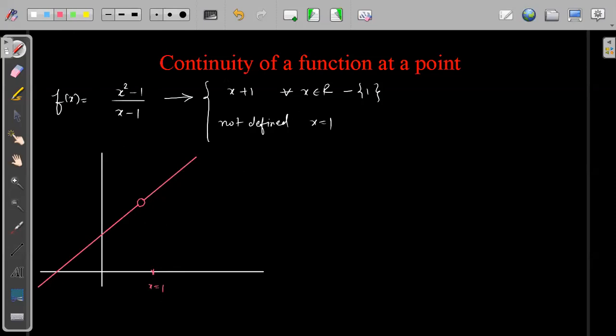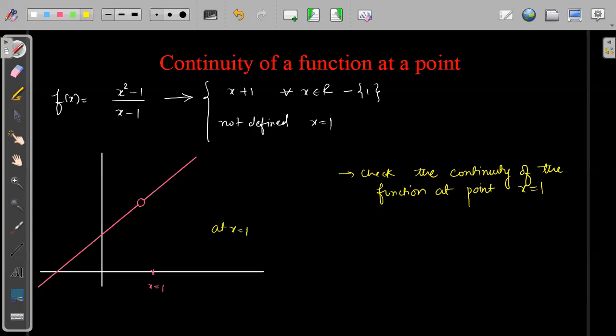Suppose somebody asks about the continuity. The question is: check the continuity of the function at point x equal to 1. Right? Sir, at x equal to 1? At x equal to 1, the function is not defined.